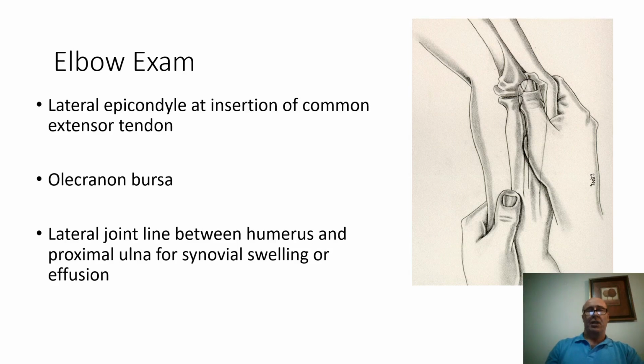Examine the elbow. The lateral epicondyle is where your common extensor mass inserts. You may palpate for an olecranon bursa, and palpate the lateral joint line between the humerus and the proximal ulna for swelling or fusion.